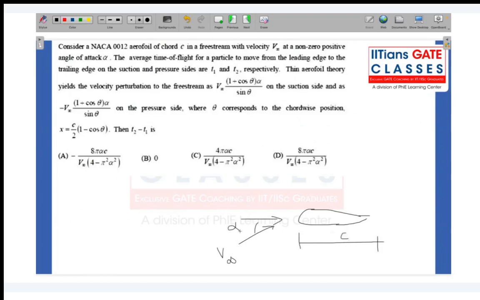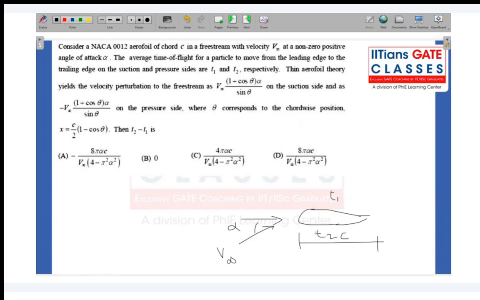The average time of flight for a particle to move from the leading edge to the trailing edge on the suction and the pressure sides are T1 and T2, respectively. So the suction side is the top portion, and the pressure side is the bottom portion. And the average time of flight, basically, is that a particle wants to move from the front to the back. T1 and T2 are the average times that it takes, one on the top side, another on the bottom side.